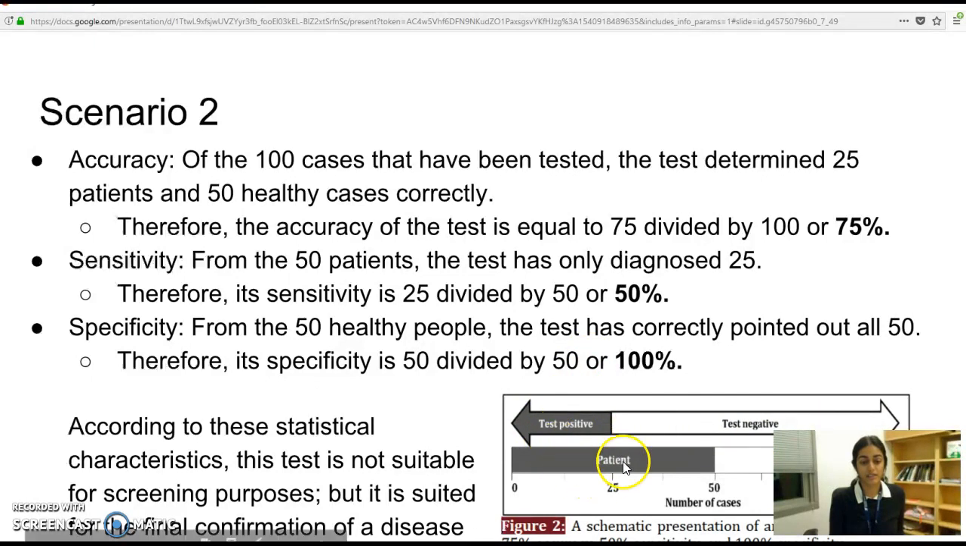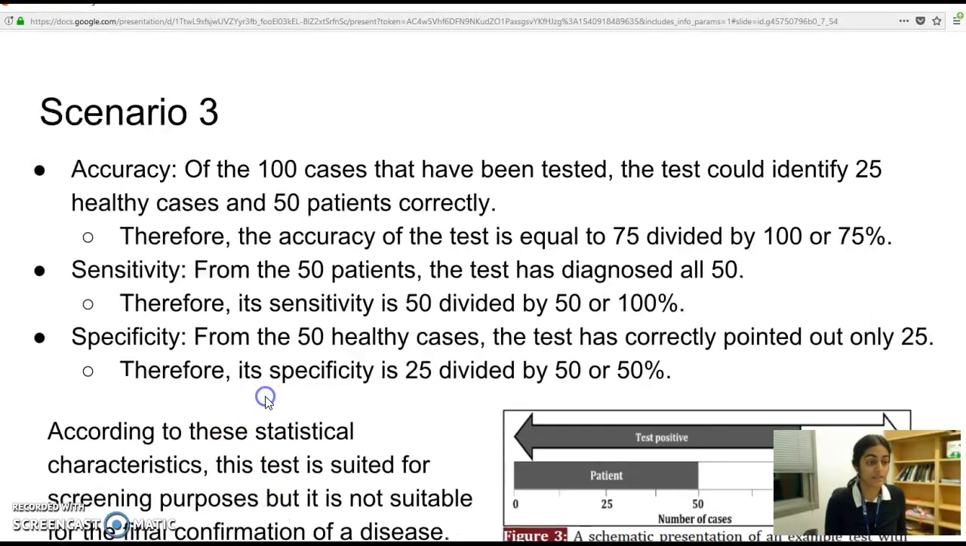Negative, positive, these are the patient and healthy. So according to these statistical characteristics, this test is not suitable for screening purposes, but it is suitable for the final confirmation of a disease.